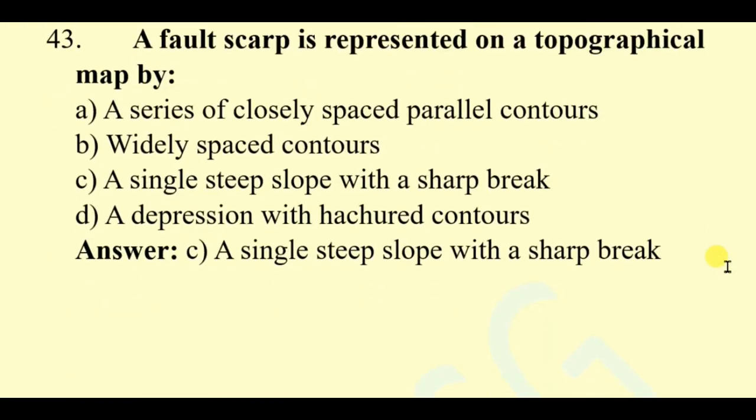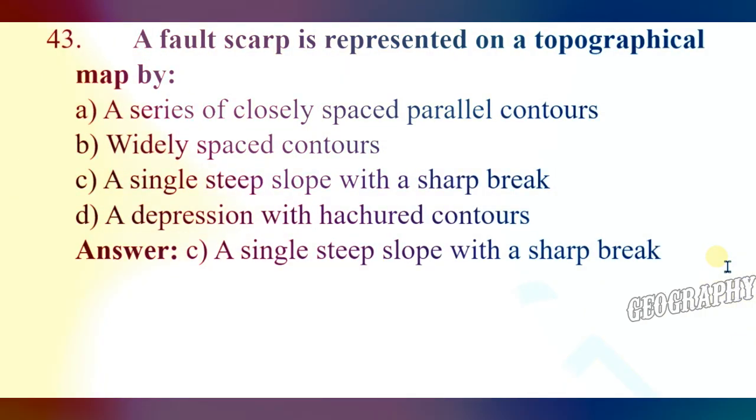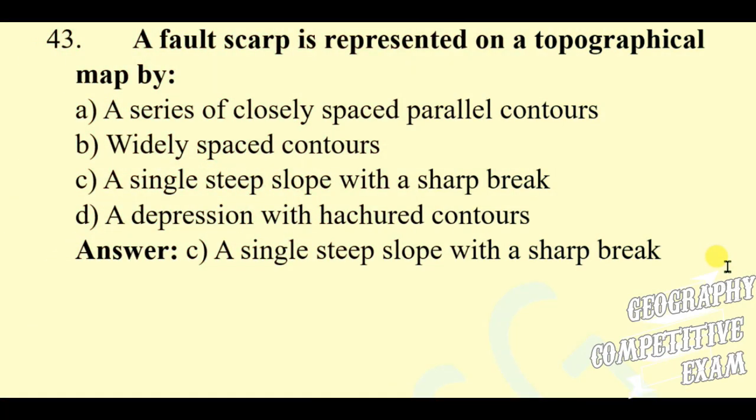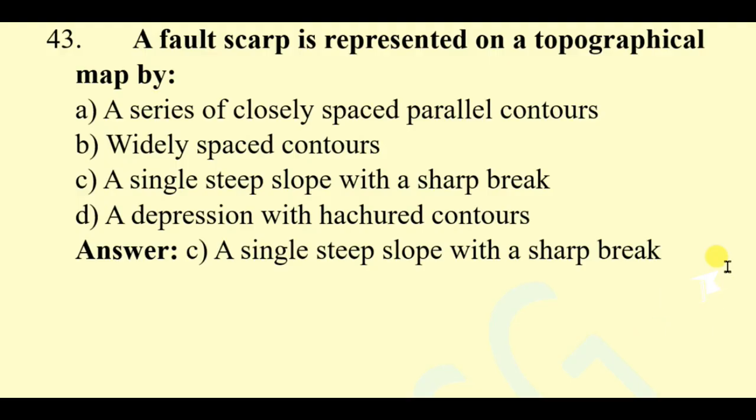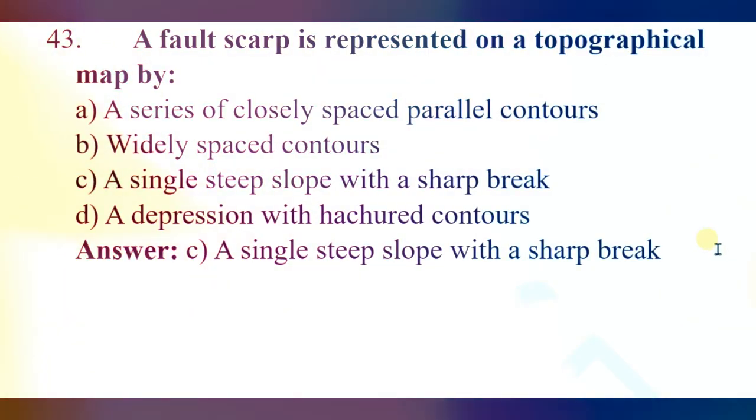Question 43. A fault scarp is represented on a topographical map by a series of closely spaced parallel contours, widely spaced contours, a single steep slope with a hard sharp break, a depression with hachure contours. Here the right answer will be a single steep slope with a sharp break.